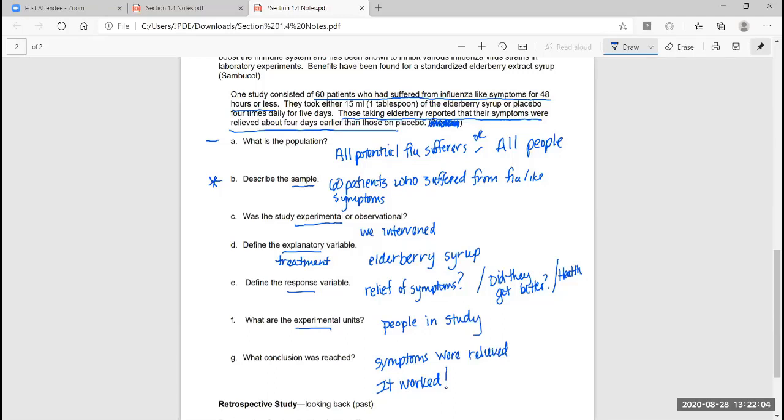Okay. I didn't ask if there were any confounding variables or lurking variables. Some considerations might be, were they taking anything else? Were they doing things like getting more rest, having chicken soup? You know, we don't know what else they were doing. So that might be some confounding variables for this study. Okay. A problem like this would be very typical to see on a test, because I can give you one example and then I can ask several things for that one example to make sure you understand the material.